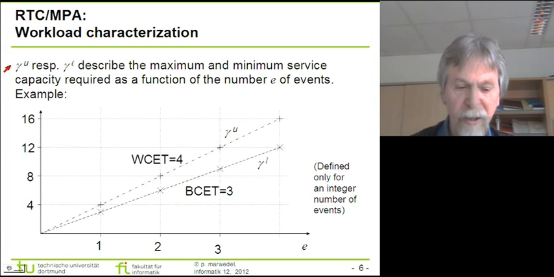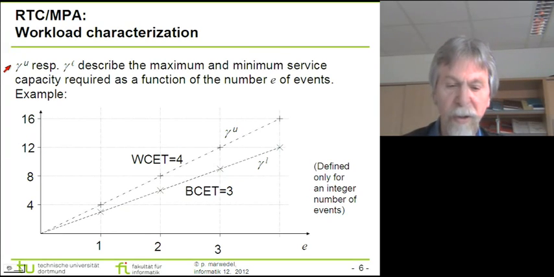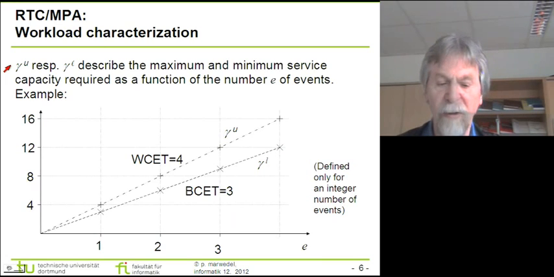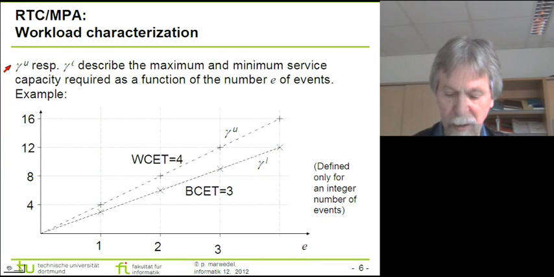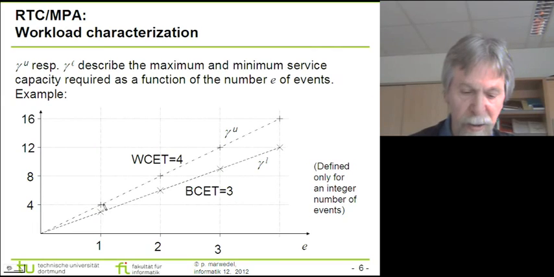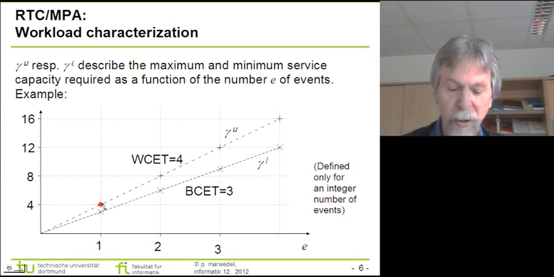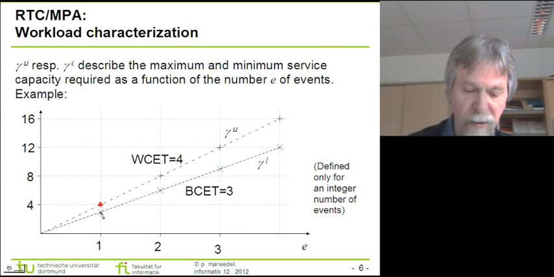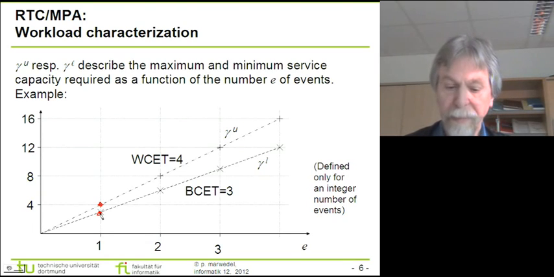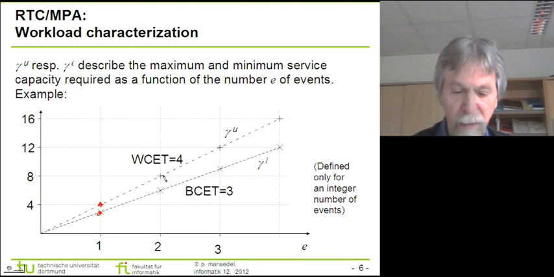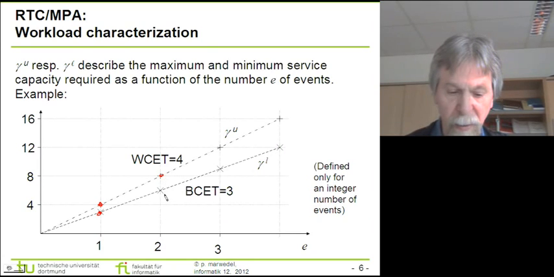The workload characterization again consists of two functions that describe upper and lower bounds. In this case, they describe the amount of work that is required as a maximum or as a minimum per incoming event. That means that in this particular case shown in the slide, we assume that the worst case execution time per event is in this case 4, and that the best case execution time in this case is 3. So therefore, obviously, if we have 2 events, the worst case execution time in total would be 8, and the best case would in this case be 6.